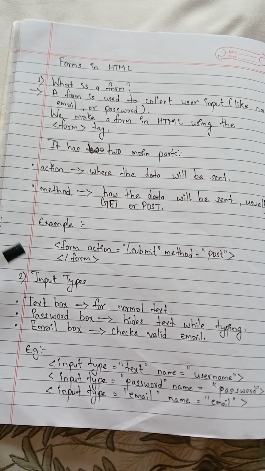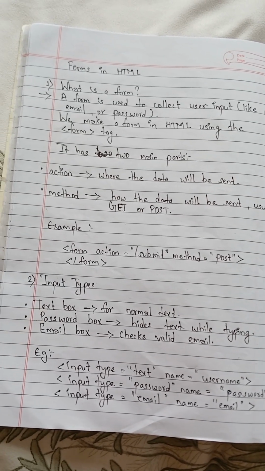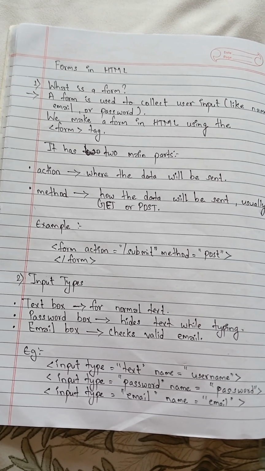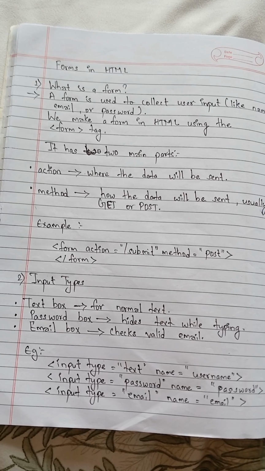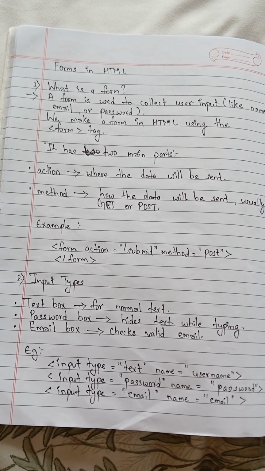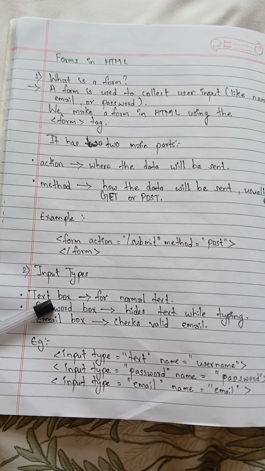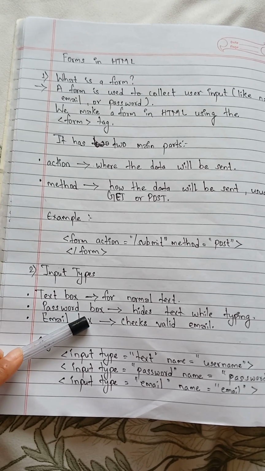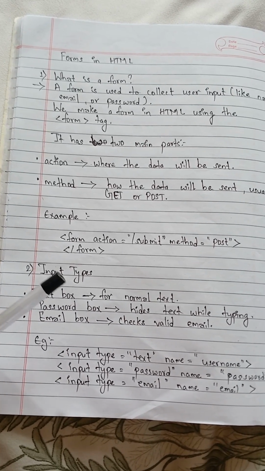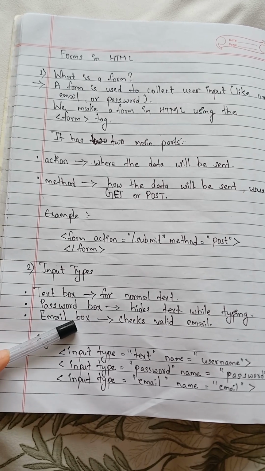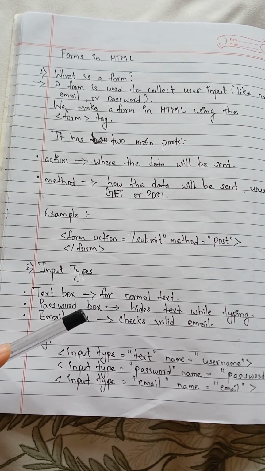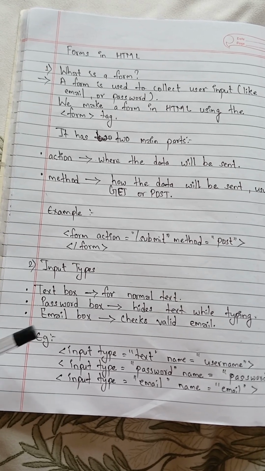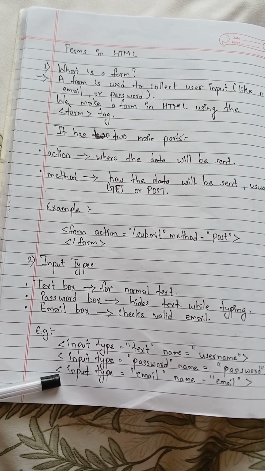And number 2 is input types. Inside a form we use input boxes. The most common ones are text, password and email. Text box is for only text. Password box hides text while we are typing. Email box checks whether the email is valid or not. Here is an example. You can see.